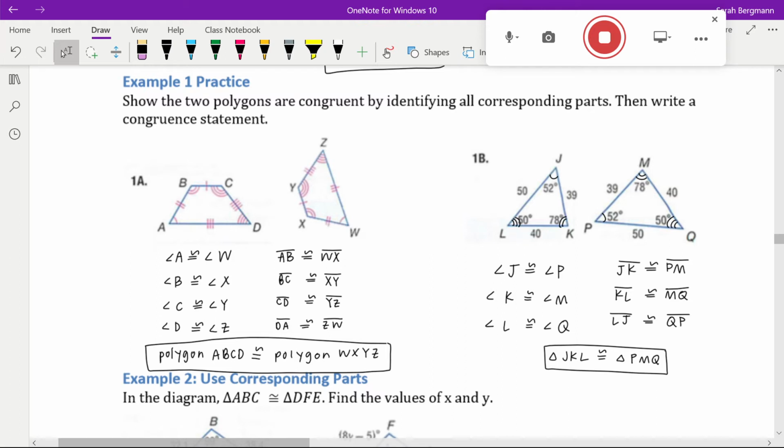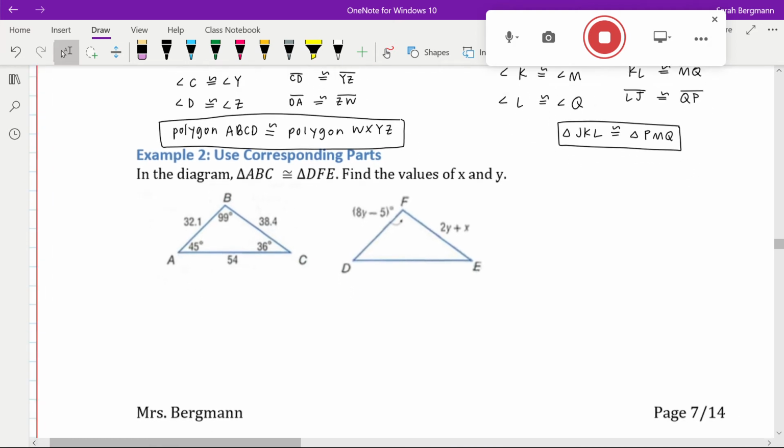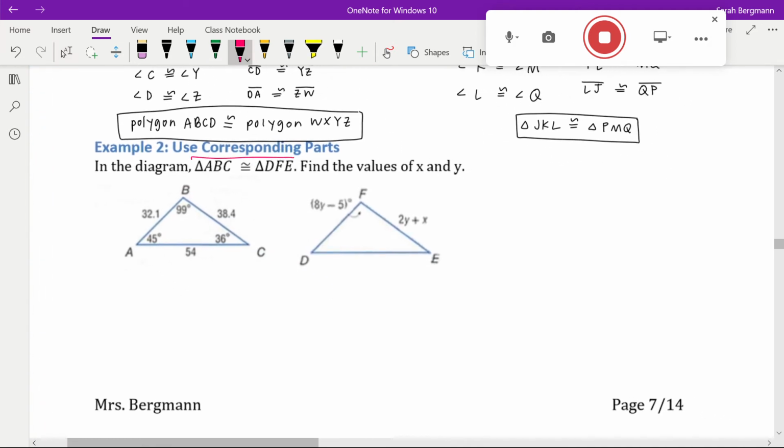I know that these polygons are congruent because they have all corresponding parts congruent, all the corresponding angles, and all the corresponding sides. Now let's say we know that these triangles are congruent. We're going to use the reverse. So knowing that they're congruent means that all the corresponding parts must be congruent. So these are listed in a certain order. Remember, when we see a congruent statement, it'll help us see what's corresponding.